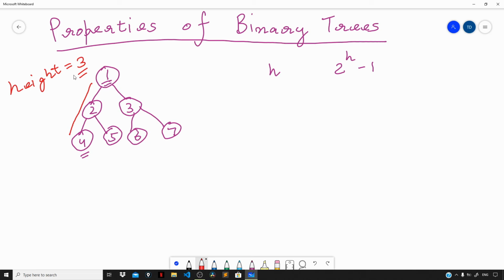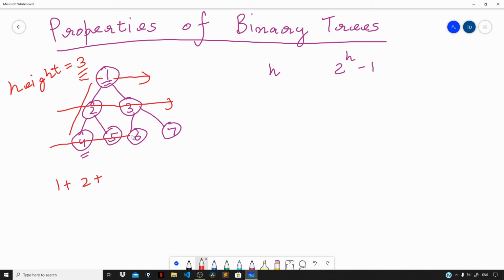Now as a side note, a tree has maximum number of nodes if all the levels have maximum nodes. So maximum number of nodes in a binary tree of height h comes out to be 1, and for this we are having 2.